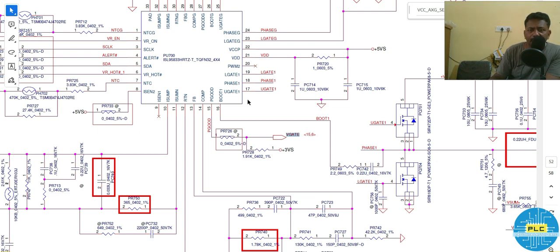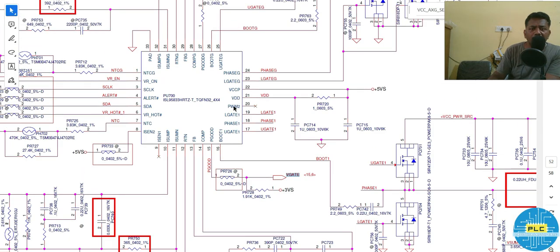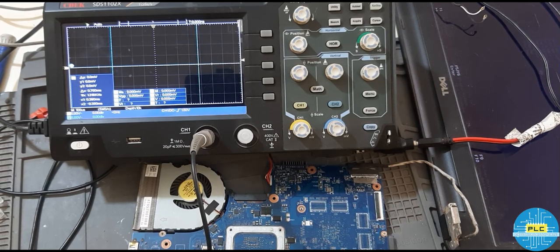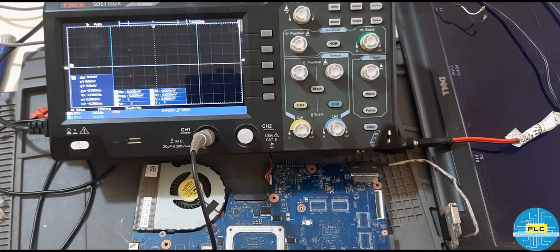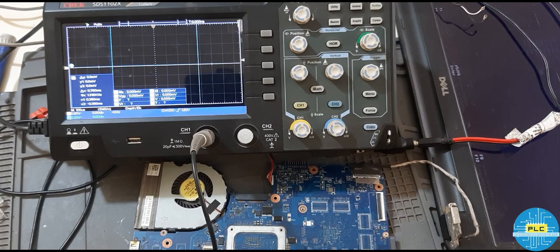Okay, that's it. So practically I will show you how it looks and what are the voltages and pulses you will get in this particular IC. In this core IC, the supply voltage will be pin number 8, 21 and 22. Those should be 5 volts. So let us check whether those pins have input or not.